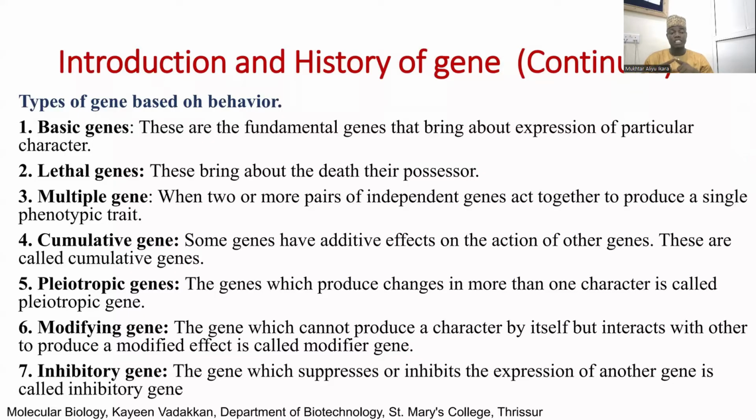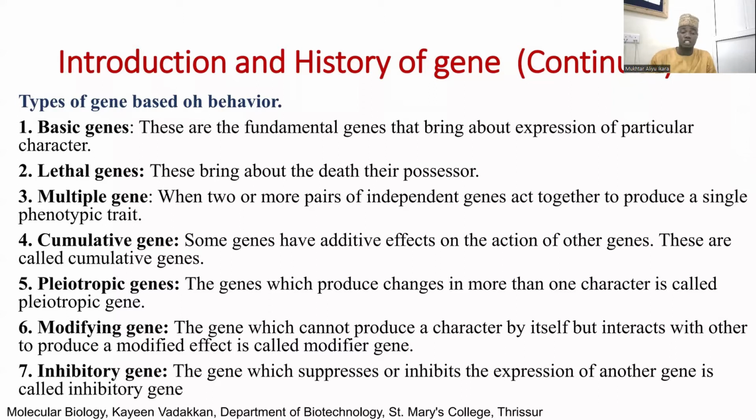So pleiotropic genes are the genes which produce changes in more than one character. So those genes are called pleiotropic genes. They have the capacity and the potential to change more than one character.